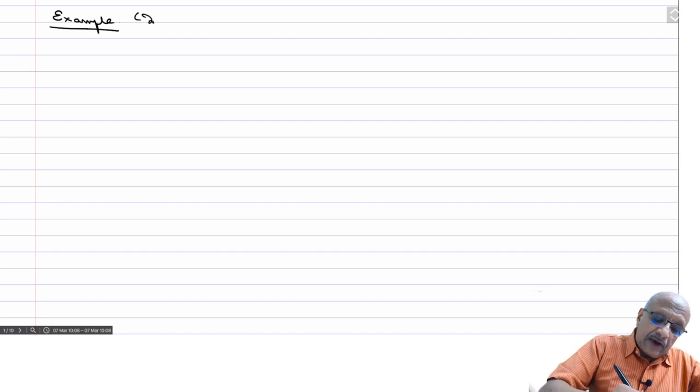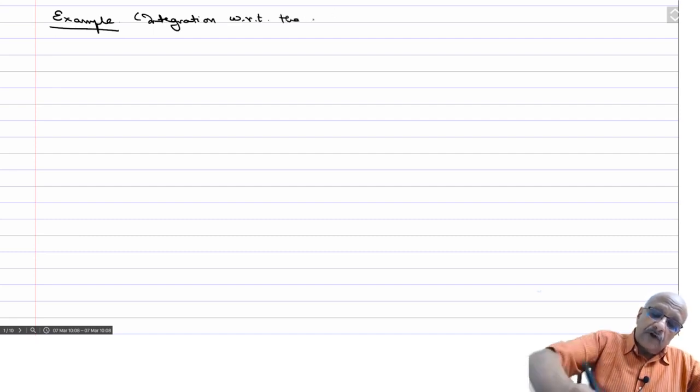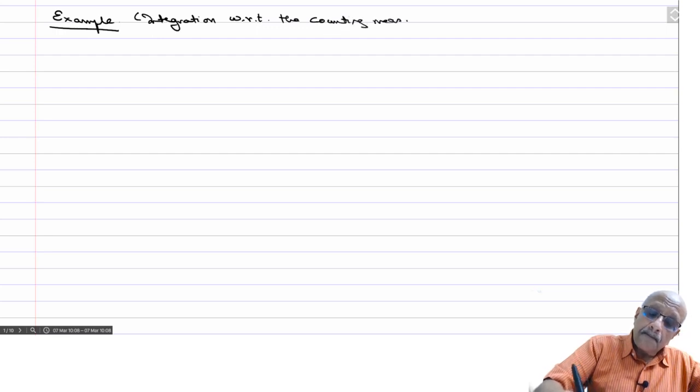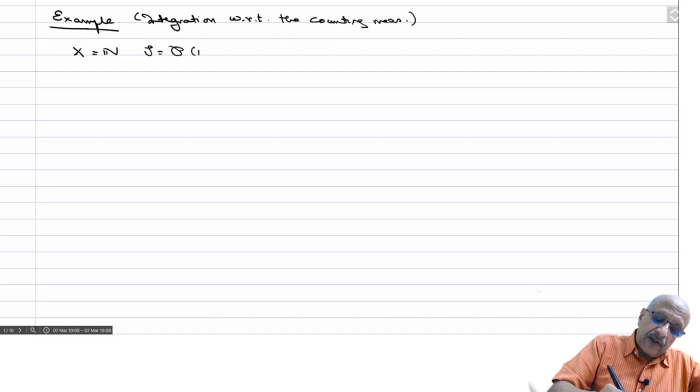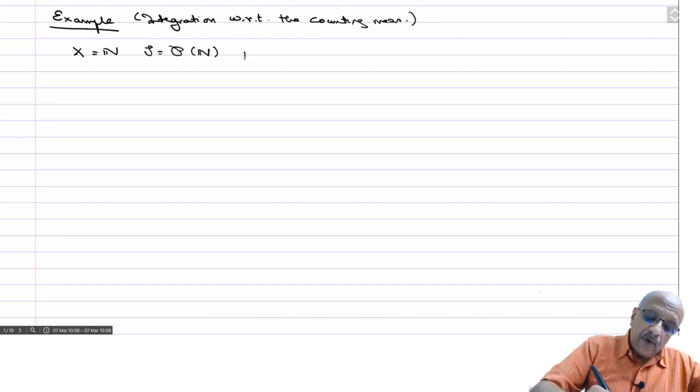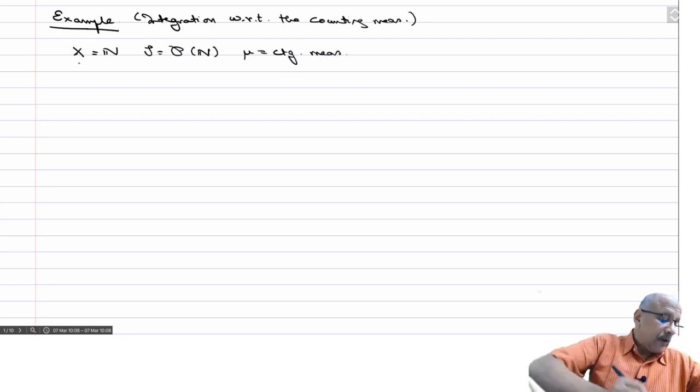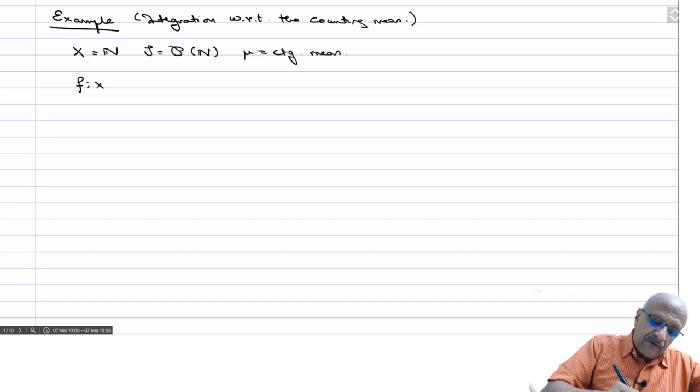So this is integration with respect to the counting measure. Okay, so X equals N, S is the power set of N, and mu equals counting measure. Now we define the function f from X to R. So f of k equals, so it's a sequence.